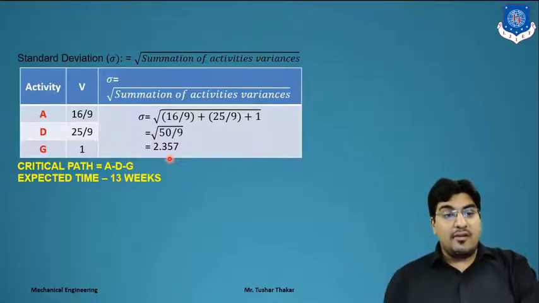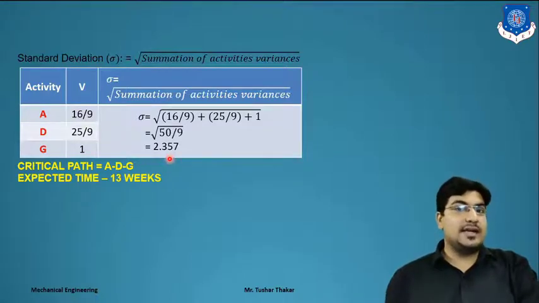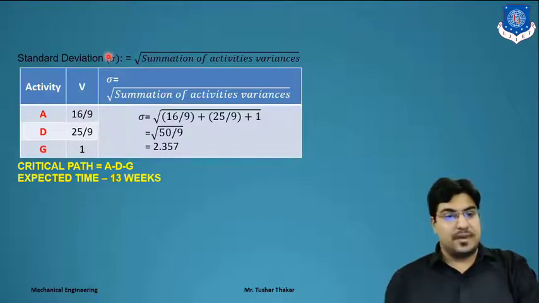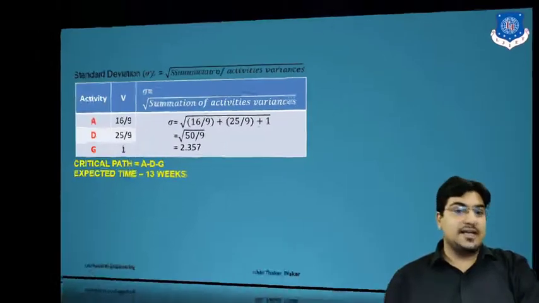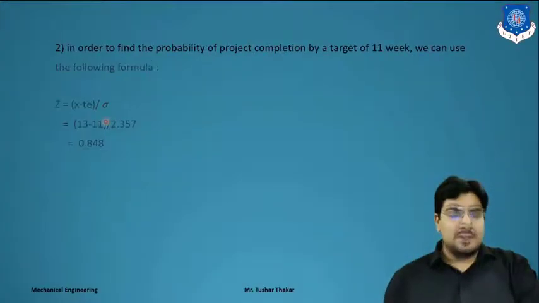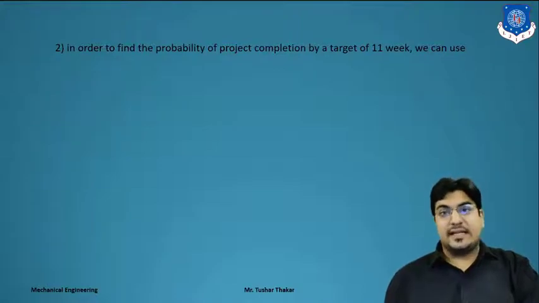2.357. Why do we have to find out the standard deviation? Because we have to find out the probability or z-score, and for finding out the z-score we require a sigma. So now we calculate the z-score here.